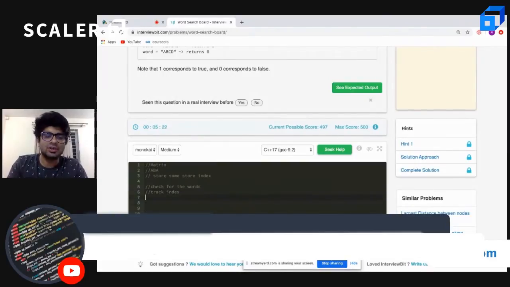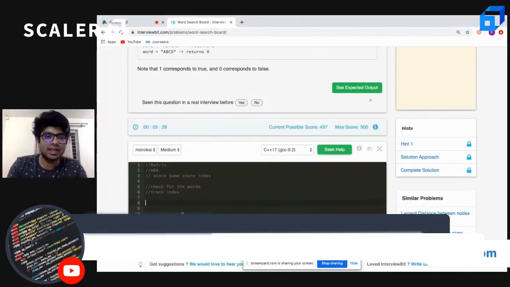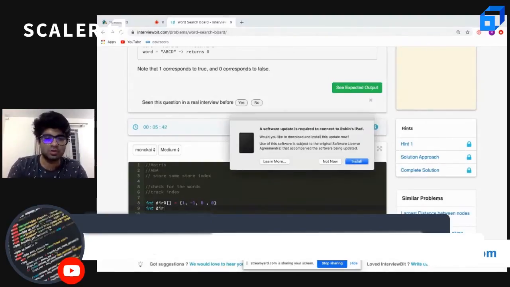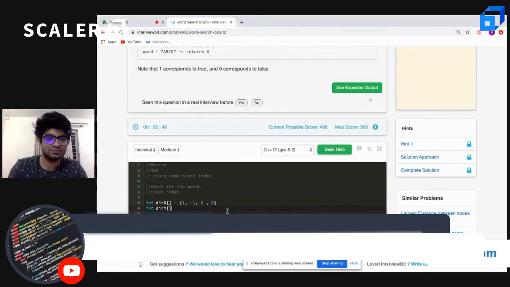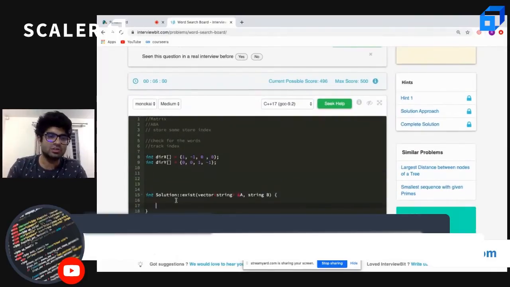As I need to go through all the adjacent nodes from a particular node, one thing I can do is first create the directions. This is the basic thing you can also do if you want to explore in four directions. Okay, now this is done. Now let's try to solve this question. Let's say I am applying DFS here. You can apply BFS as well.